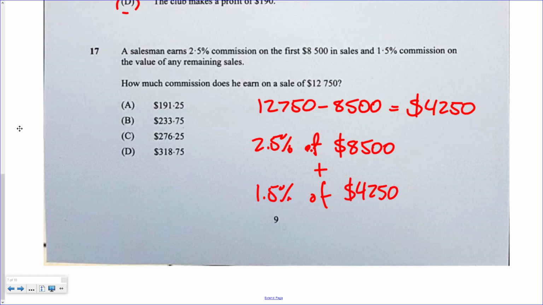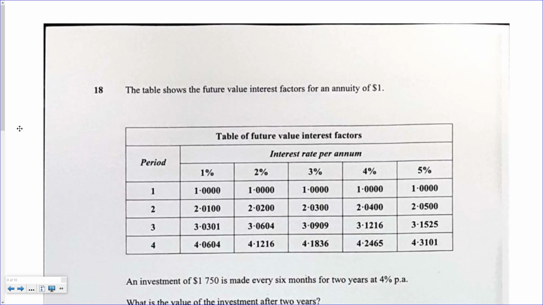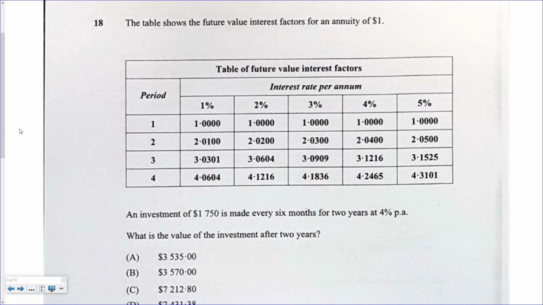And when you find both of those things and you add them up, you get about $276.25. You can just do that all in one big calculation on your calculator, or just do it one at a time and add up your 2 answers. Either way, you'll get the same answer, which is $276.25. Looking at question 18 now. So this is just pretty much a stock standard future value table question.